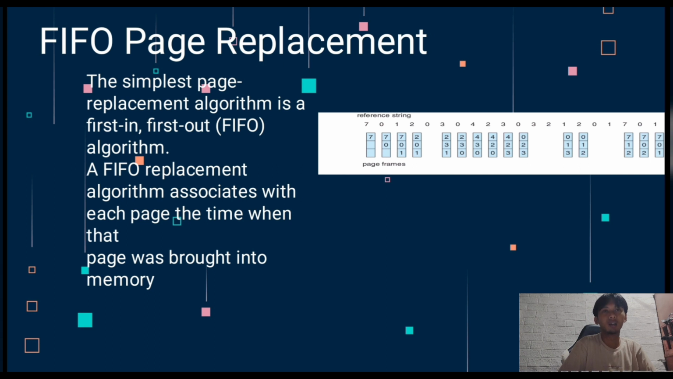For our example reference string, our three frames are initially empty. The first three references, 7, 0, and 1, cause page faults and are brought into the empty frames. The next reference, 2, replaces page 7, because page 7 was brought in first. Since 0 is the next reference and 0 is already in memory, we have no fault for this reference.